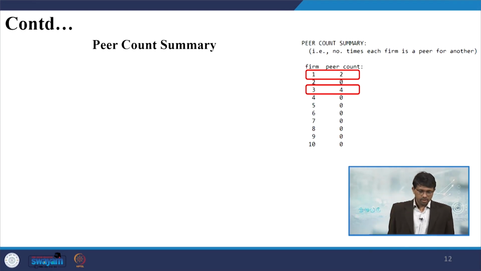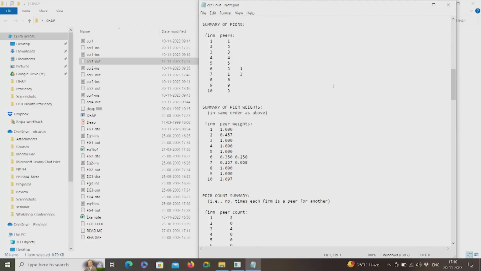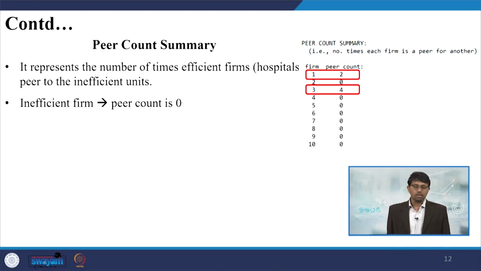All right. Another one is called peer count summary. So, I am not going through that software once again. I have already shown it. This is how it is displayed. So, peer count means basically the reverse of the peer, which I have already explained. It is basically how many times a firm is referred to. Okay. Number of times each firm is a peer of another one. Okay. It represents the number of times efficient firms, that is hospitals, are actually peers to the inefficient units.